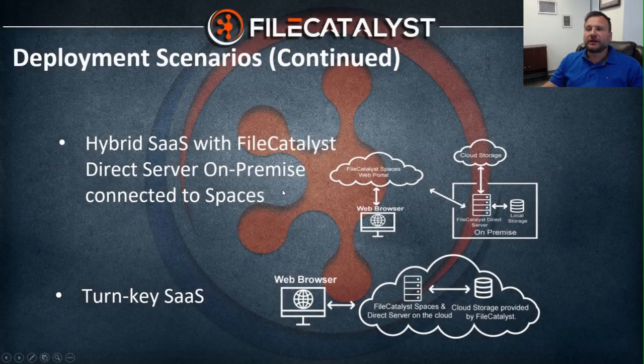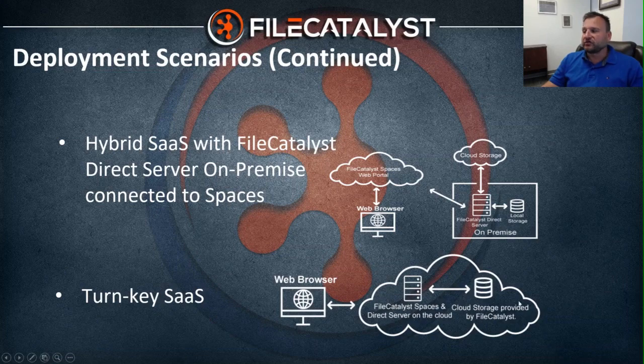We also have something called a hybrid SaaS, and this is probably one of our most popular deployments, where Spaces runs on the cloud. You run the Direct server on premise because you want to have data locally, access to data right away. You don't want to wait for the download period for these large files to be downloaded from the cloud back to your on-prem to start working. So Direct server runs there. Files are placed directly in your facility to either a local storage or cloud storage of your choice, and you're off to the races.